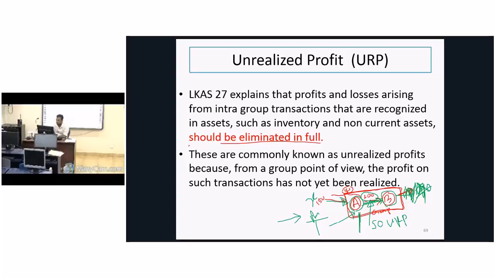Let's say this is the parent, this is the subsidiary. Then the subsidiary sells goods to A, same thing. Let's assume by adding a 50 margin, then the unrealized profit is 50. Then who is the seller? The seller is the subsidiary. So unrealized profit should be eliminated from the first seller's retained earnings. Therefore, seller's retained earnings debit and consolidated inventory credit. We have to subtract it from inventory. Why? Inventory is overstated.